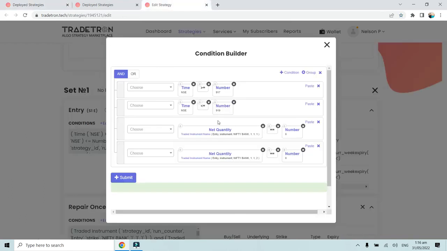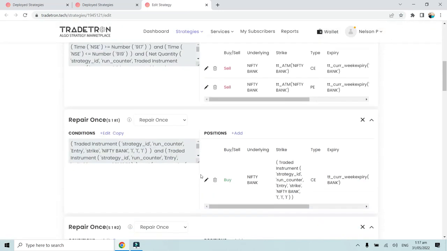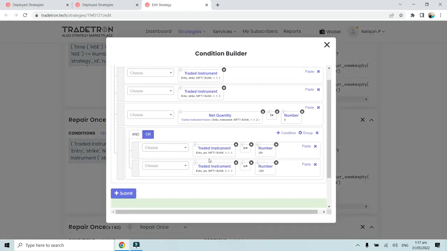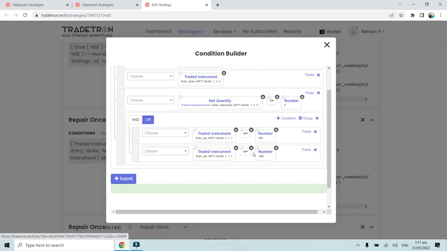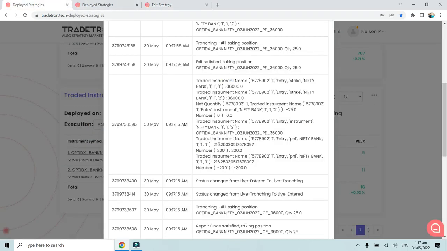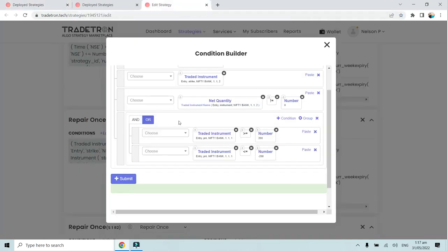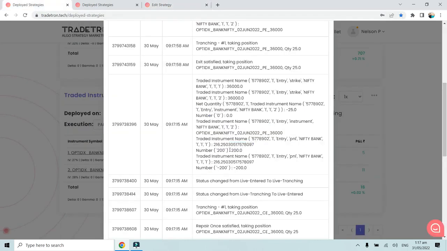So as you can see, basically our PNL condition for the repair condition of call was that the PNL should be either greater than 200 or less than minus 200. So as you can see over here, in this particular repair one, the log says that the entry PNL of 111 was 216.250 and we had put a target of 200. So since this condition was true and it is an OR condition, that's the reason why it repaired and squared off the call position.